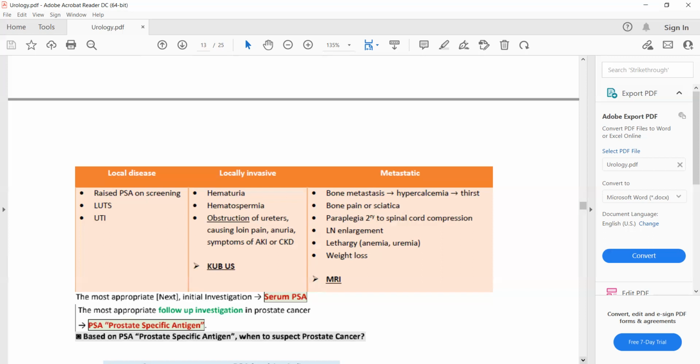So if it invades local structures such as the ureter, urethra, or bladder, then it will cause hematuria, hematospermia, and obstructive uropathy. In case of locally invasive disease, we'll do an ultrasound of the kidney, ureter, and bladder. Now, the most common site of metastasis of prostate cancer is the vertebral column or the bones.